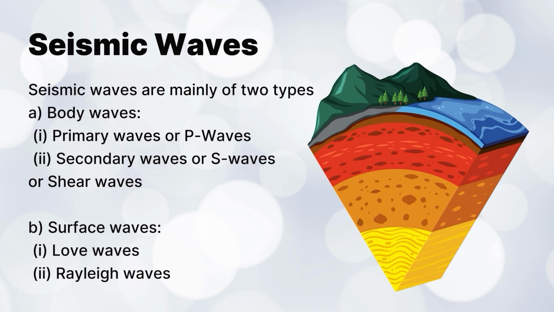Body waves. Under the body waves there are two categories of waves. One is primary waves or P waves, and secondary waves or S waves, also called shear waves. The other broad category is surface waves. There are again two varieties of surface waves. One is Love waves and the second one is Rayleigh waves. So these two waves are there.